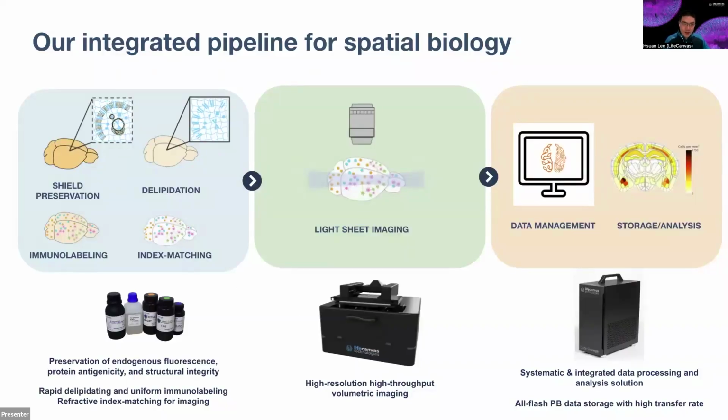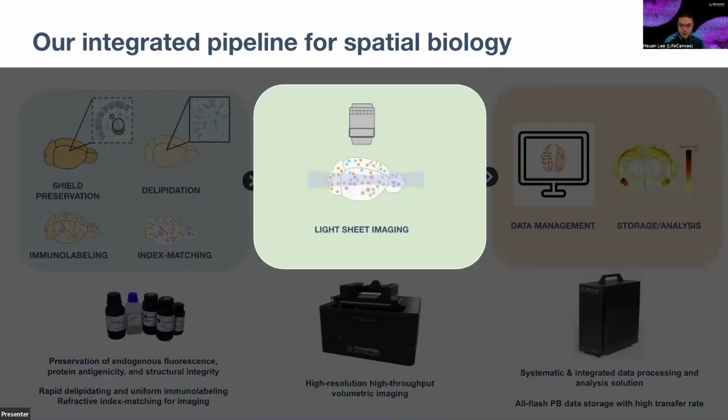So for our integrated end-to-end pipeline for 3D spatial biology, we have our own technologies, including the reagents and also devices. So for the sample preparations, we have our own technologies for the preservation of the tissues, delipidation, immunolabeling, index matching for the thick tissues. And for the light sheet imaging, we have our own light sheet microscopes with 3 different models to enable the high throughput, high resolution 3D volumetric imaging. And finally, once you get the large amount of the data, we have the downstream data management, storage, and analysis. And today I'm going to focus more on the light sheet volumetric imaging part.